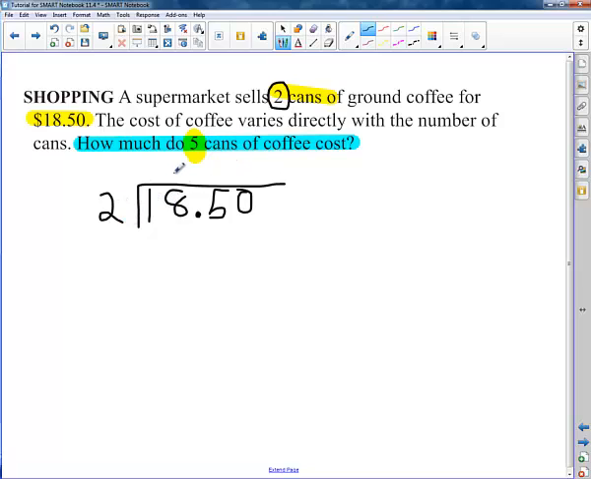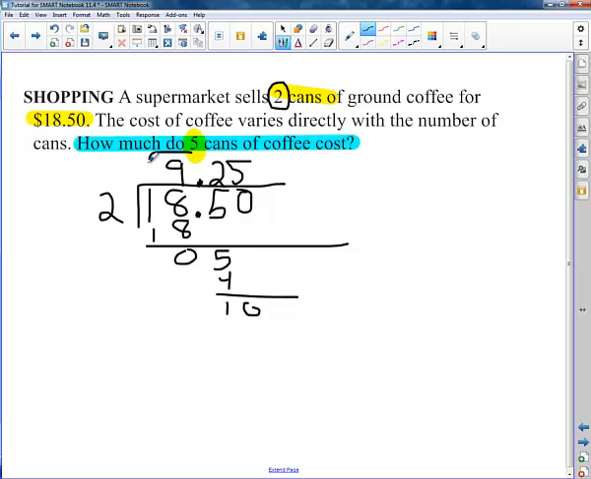I know half of 18 is going to be 9. 9 times 2 is 18. Nothing left over. Then we drop down the 5. The decimal stays there. 2 goes into 5 twice. 2 times 2 is 4, 1 left over. 2 into 10 goes 5 times. So it's 9.25. And that is not your answer though. 9.25 is the cost for 1 can, because we know the price for 2, and we divided that in half, by 2, and got 9.25.